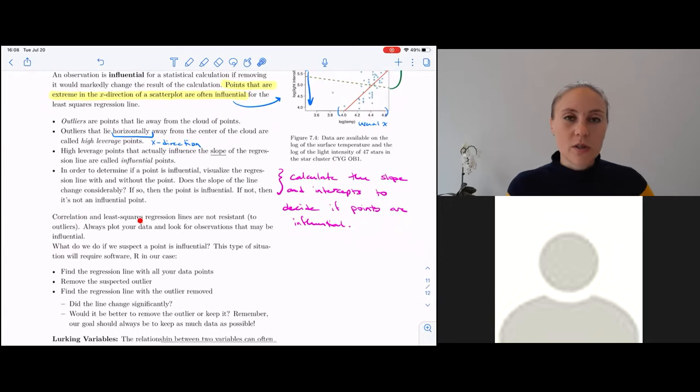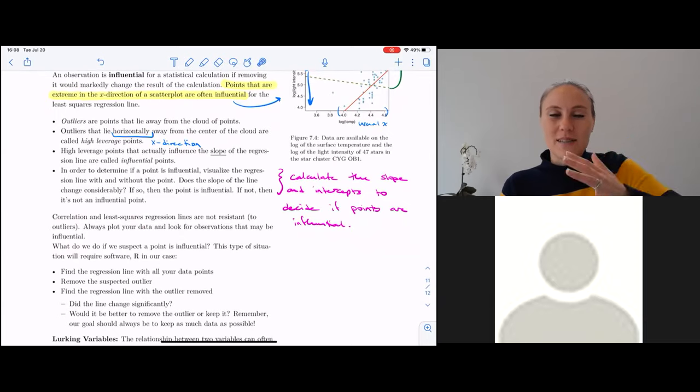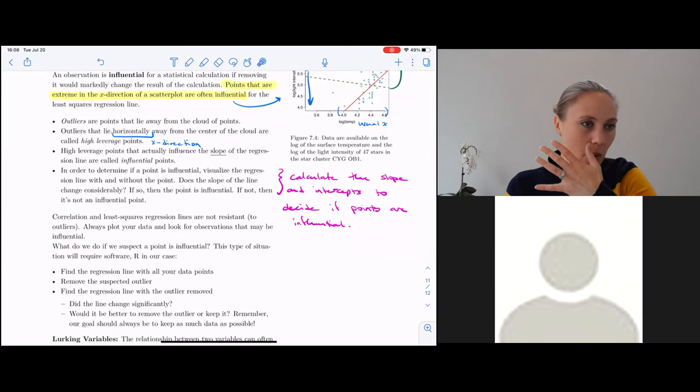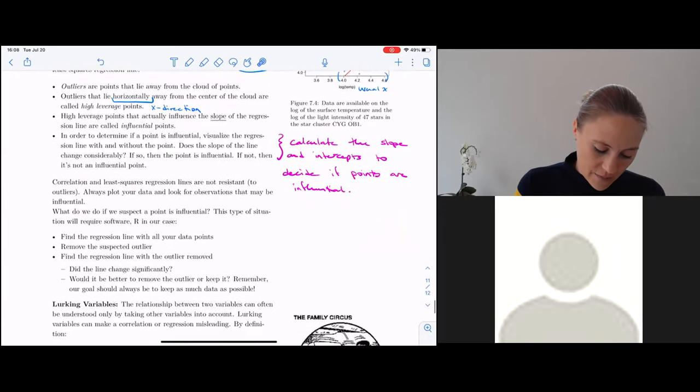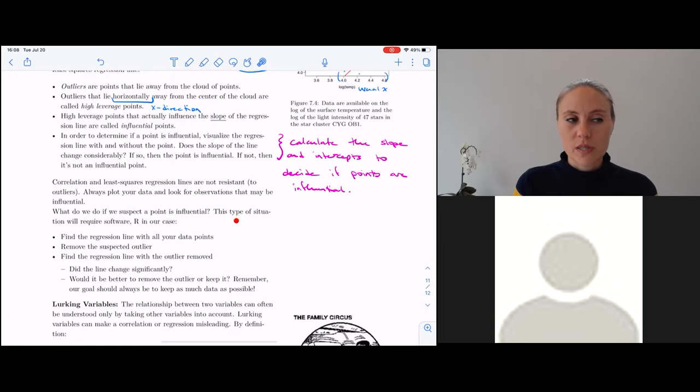The problem is that this regression line is trying to accommodate all the points. So if you have influential outliers, what can we do? I'm assuming that you're using some sort of software, and you're going to find the regression line with all of your data points, and then remove the suspected outlier or outliers, but I would prefer that you do it one by one, from most extreme to least extreme. Then find the regression line with the outlier removed. Did the line change significantly? Would it be better to remove the outlier or keep it?